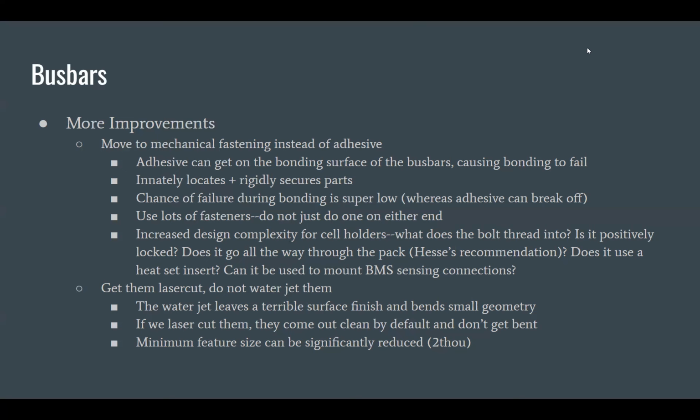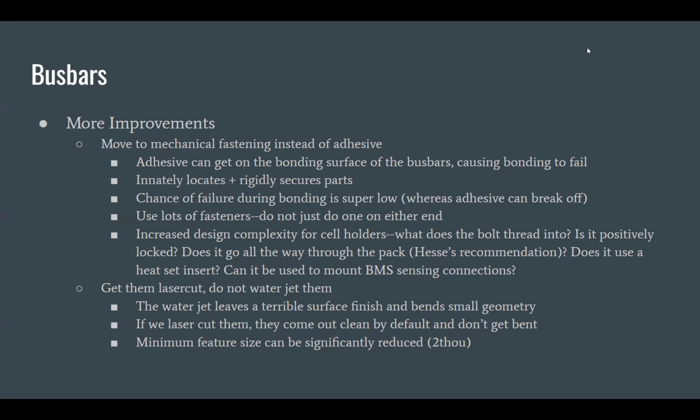Yeah, and obviously I don't need to rant about all the stuff we talked about before with why mechanical fasteners are awesome and why adhesives are bad. But generally it's this whole idea that adhesives can break, they can fall off, they can make bad things. The bolts innately are locating and they're much more rigidly securing things. The chance of failure during bonding is obviously far lower, because your adhesive is just going to rip off, but your bolt isn't going to rip out of the pack.